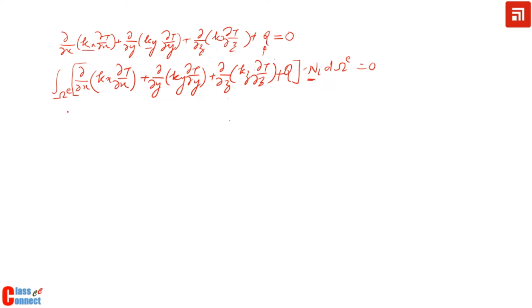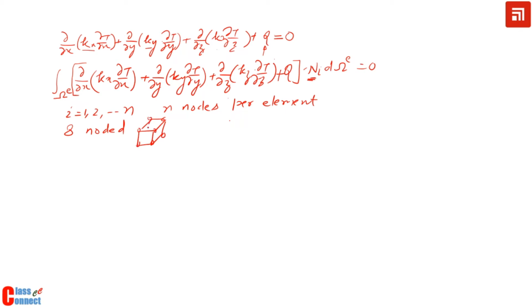where i is equal to 1, 2 up to n, where n is the number of nodes per element. So it means there would be n number of equations. So if we take the example of an 8 noded element, just to explain this, I consider a brick element, a 3D element, because I am dealing with the 3D equation of heat conduction.